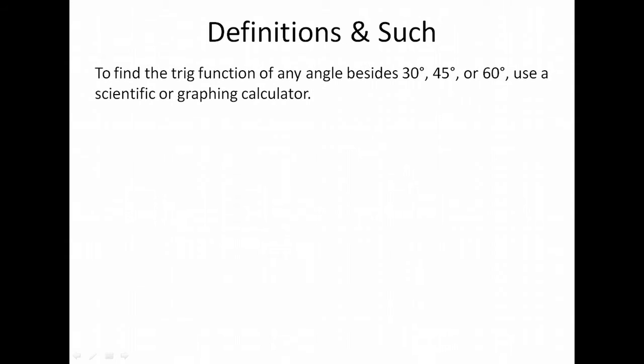To find the trig function of any angle besides 30, 45, or 60, it's usually helpful if you can use a scientific or graphing calculator. If you don't have one of those, the other option that you can use is a table, but tabulation is less exact than what you can get with the calculator. Then you have to use a process called interpolation that we're not going to discuss any further than that.